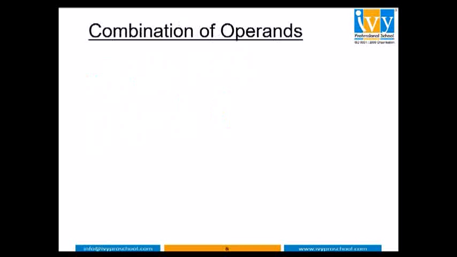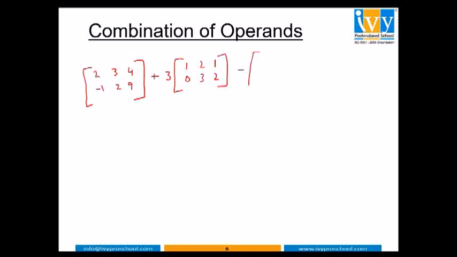So we can combine some of these mathematical operations to maybe solve a problem of something like this. Suppose we want to do 2, 3, 4, minus 1, 2, 9. We want to add it to 3 into 1, 2, 1, 0, 3, 2, and then subtract it by 1, 3, 4, 7, 6, 5.